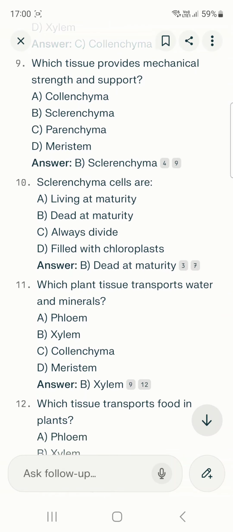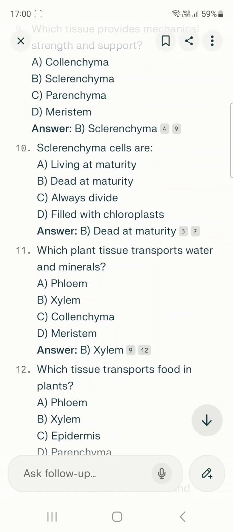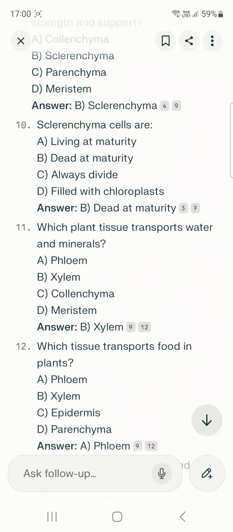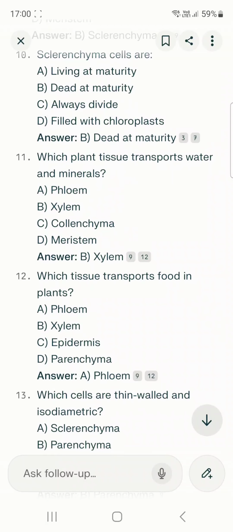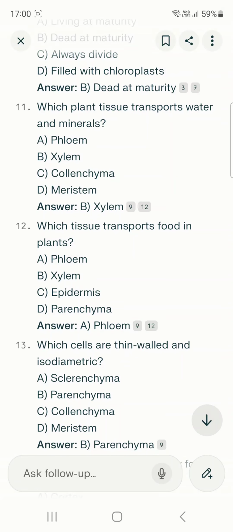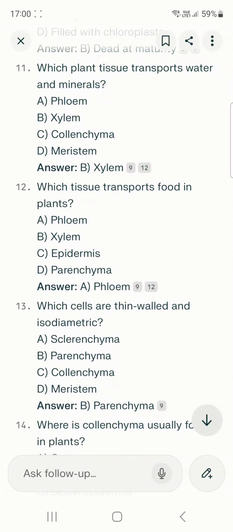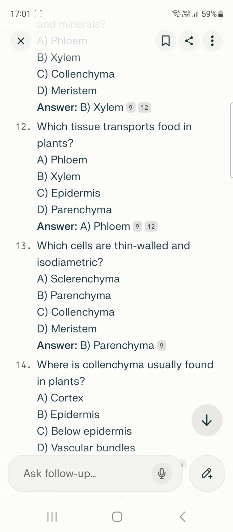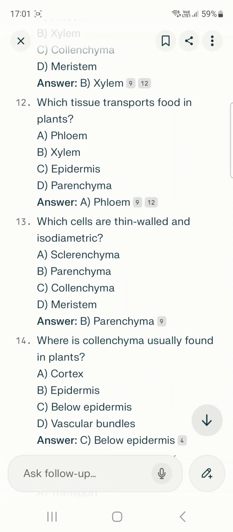Which tissue transports food in plants? And the answer is, guess, phloem. Which cells are thin-walled and isodiametric? And the answer is parenchyma cells. Where is collenchyma usually found in plants? And the answer is option C, below epidermis.